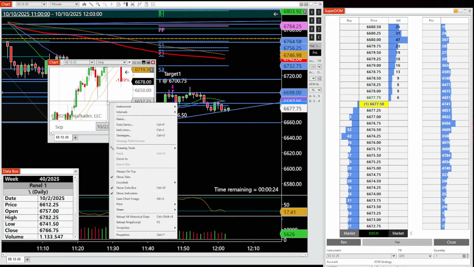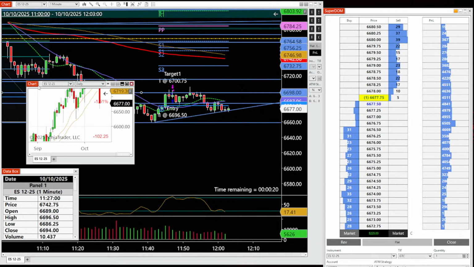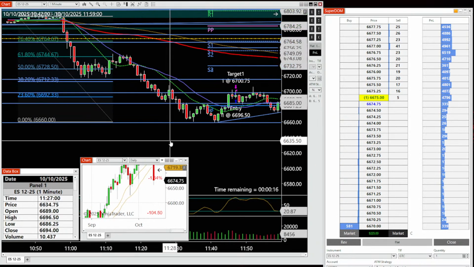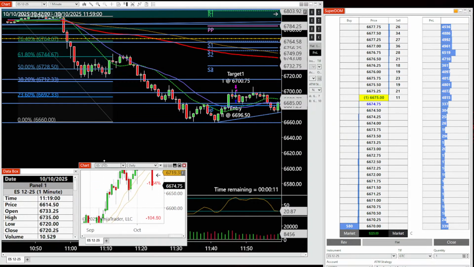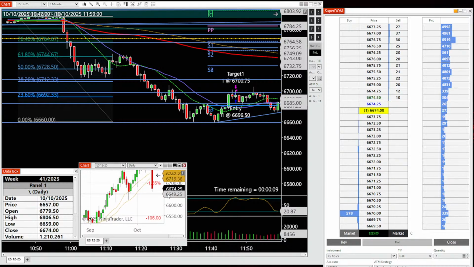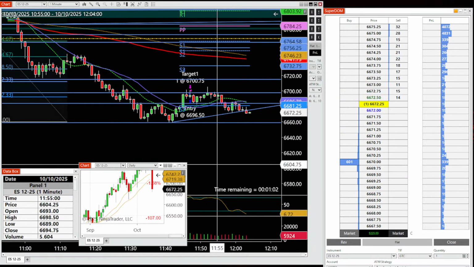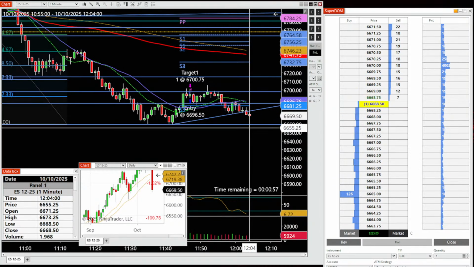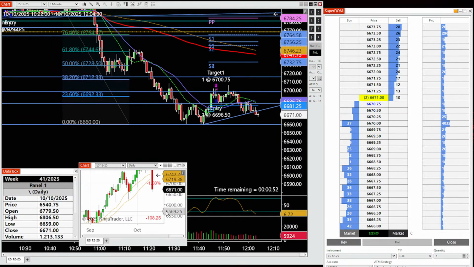Let me put this thing on top. Always on top. Okay, so we have a bigger view of the market. I'm gonna put this down here. So that's what we're looking at. Got it. It's not gonna go down easy. So gotta be careful with the breaks.